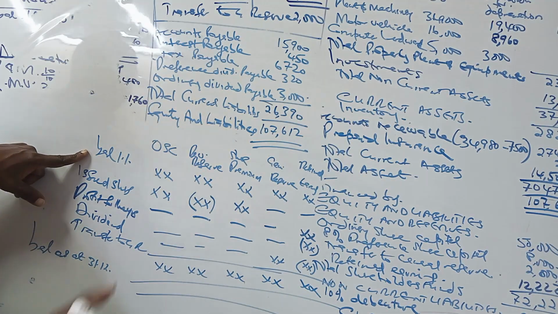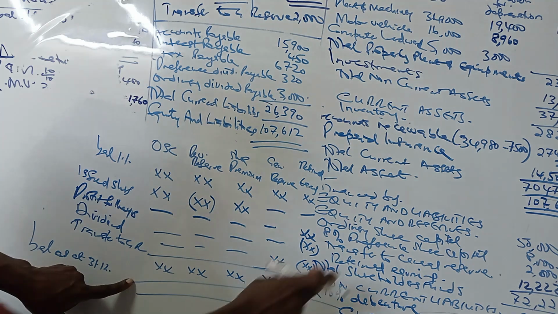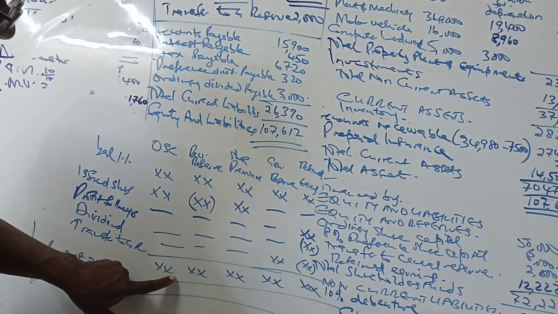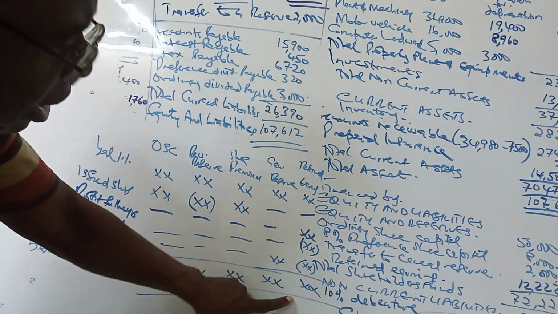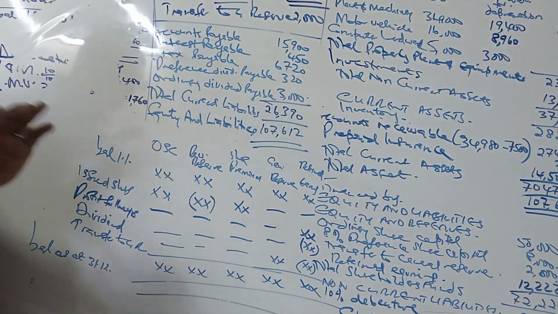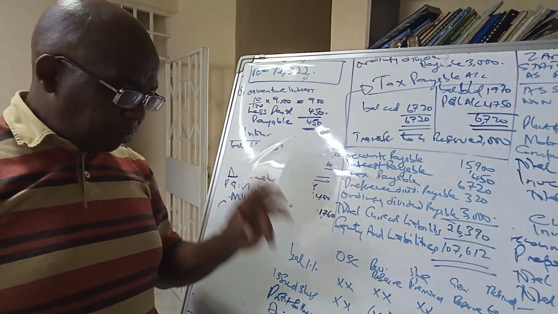And when you now go to the balance sheet, you'll be picking from here. Ordinary share capital, you take it there. Revaluation reserve, you take it there. Share premium, you take it there. General reserve, you take it there. And your retained earnings, you take it there. That's the way to prepare the statement of changes in equity.